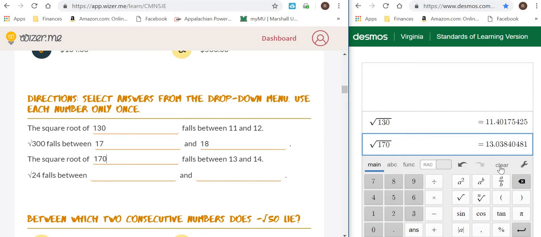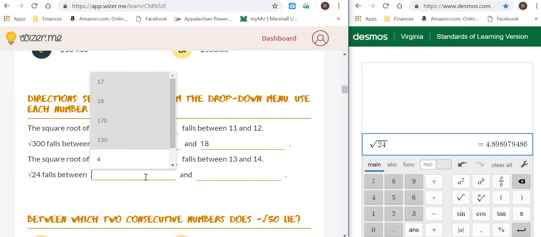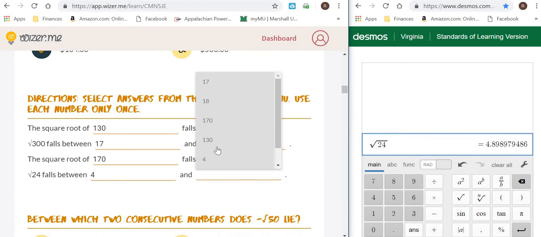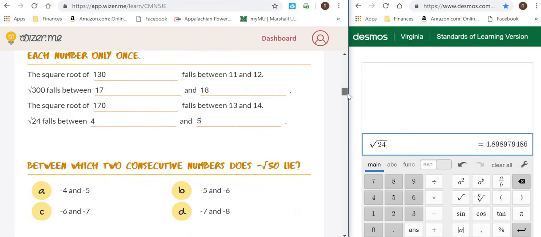And then it says the square root of 24 falls between what two numbers? So let's do square root of 24, and that falls between 4 and 5 because it is 4.9. So between 4 and, I hope there's 5 down here, 5. There it is. All right.